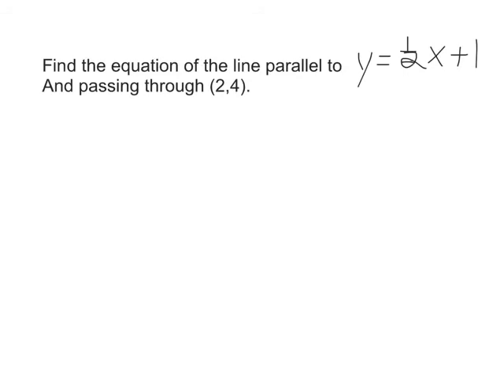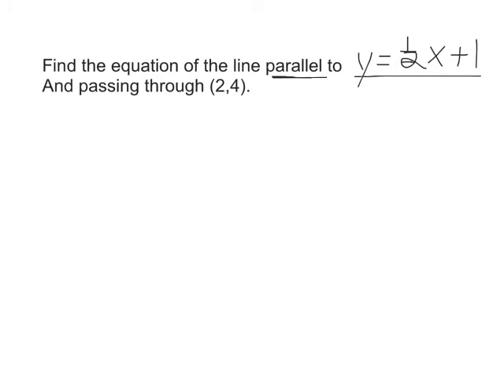Okay, find the equation of the line that's parallel to y equals 1/2 x plus 1 and passing through the point 2, 4. Okay, again, we don't start out with slope. It's not handed to us. So what we have to do is take what we know and try to find slope. I don't have 2 points, so I can't use the formula. But what I do know is that it is parallel to this line right here.